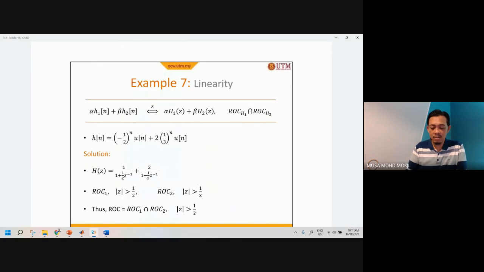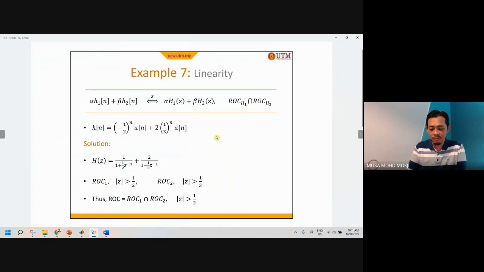Okay, so let's go to the first example for today, which is example 7. This is from the linearity property. How can we use this so that we can do a forward or inverse Z transform easier compared to solving the original equation of the Z transform? So let's say this is the property. This is the rule.